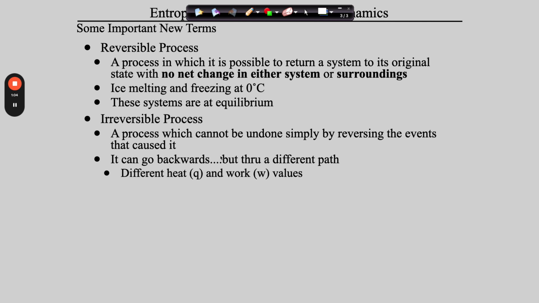Now guys, when we talk about a reversible process like ice melting and freezing, the work and heat values are the same because they're simply undoing each other.